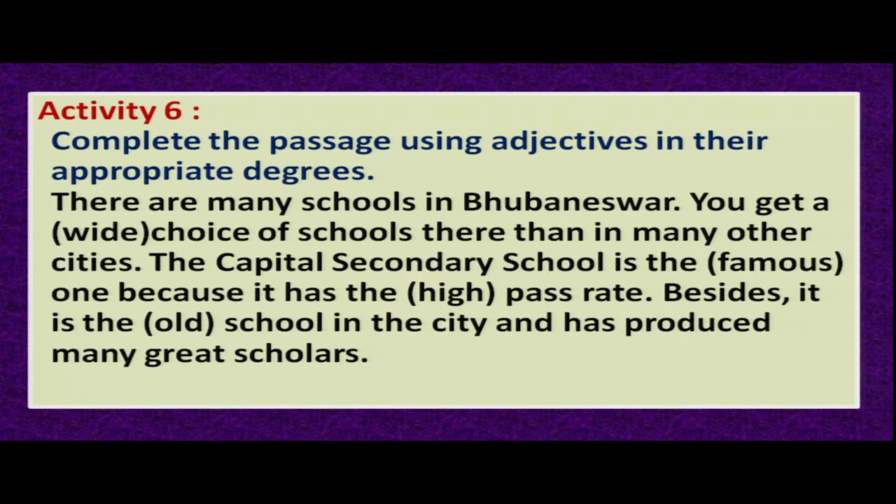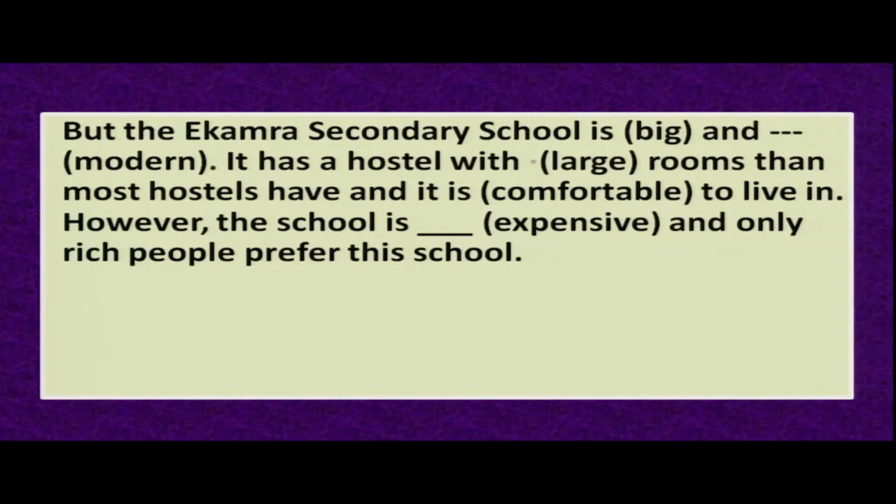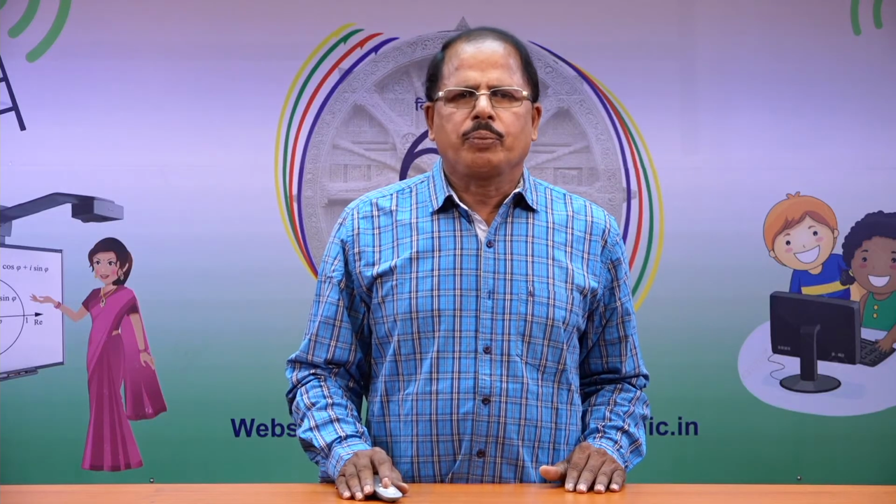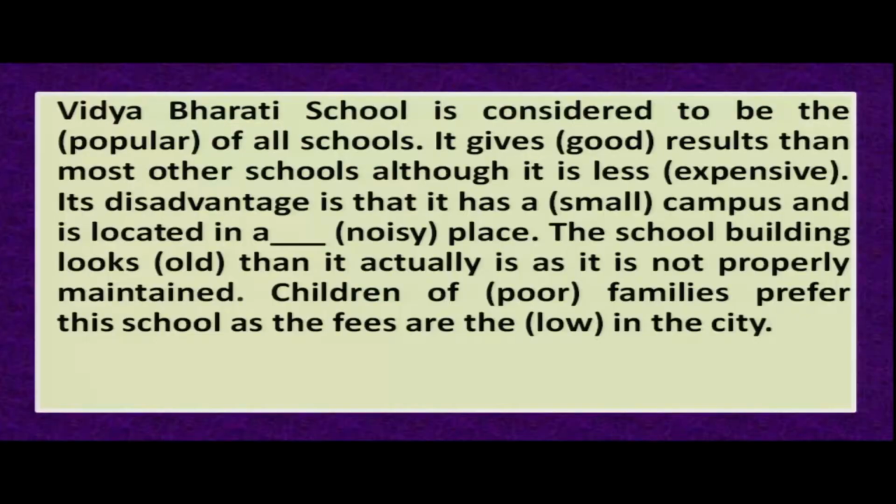So we have to use the appropriate degrees of the adjectives which are there in brackets. Right? But the Ekamra secondary school is (big) and dash (modern). It has a hostel with large rooms, right? Then most hostels have, and it is (comfortable) to live in. However, the school is dash (expensive) and only the rich people prefer this school. So my dear children, again you look at this paragraph, the last paragraph of this passage. Vidya Bharati school is considered to be the dash of all schools, (popular).